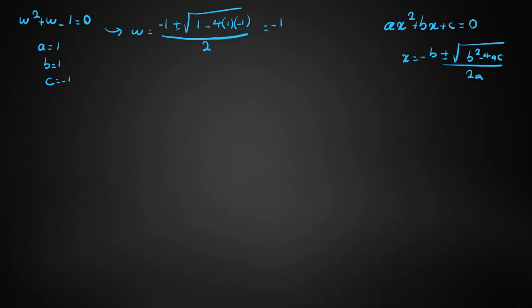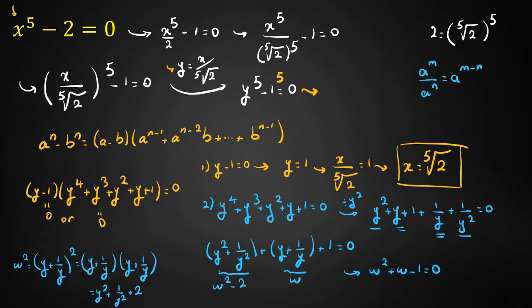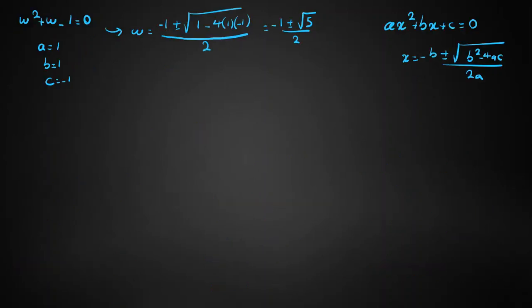So it will be minus 1 plus or minus root 5 over 2. w was what? w was y plus 1 over y. Okay, so y plus 1 over y equal to minus 1 plus or minus root 5 over 2. Again, you can multiply by y and write the quadratic equation in terms of y. If you do that, you will find 2 answers for each case, so 4 answers for y. Okay, if you solve this, we will find 2 types of answer.